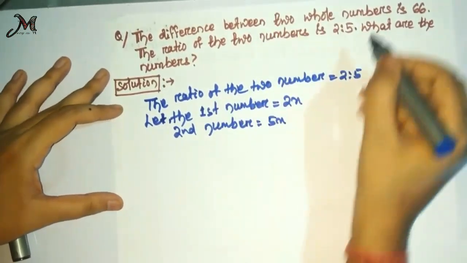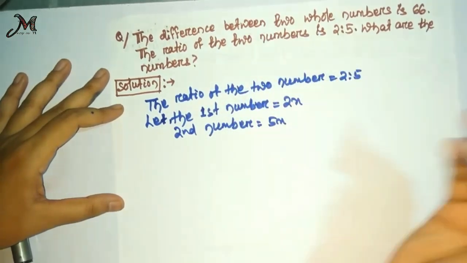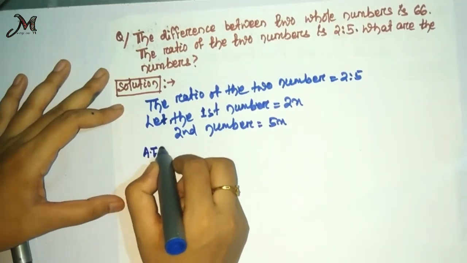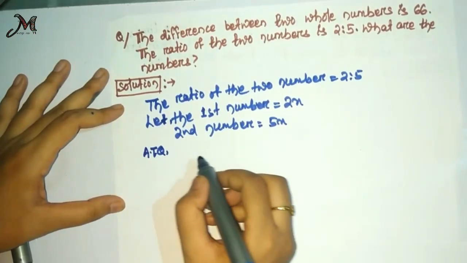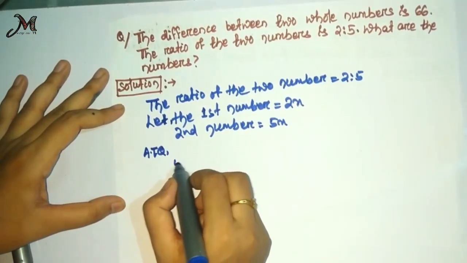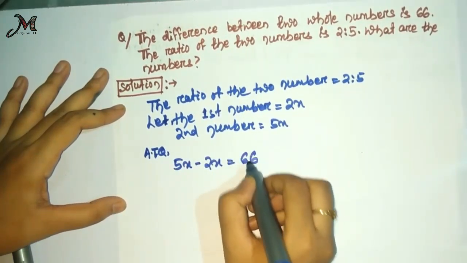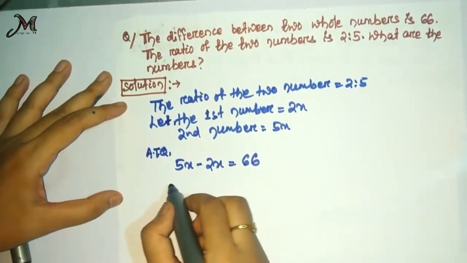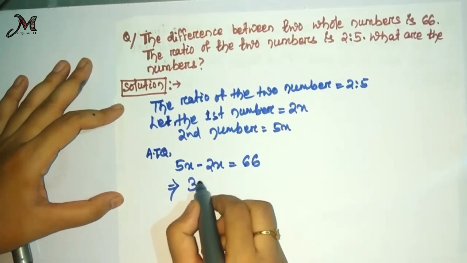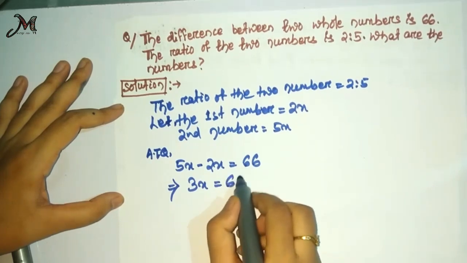We have another condition. What? The other condition is the difference between two whole numbers is 66. So we can write the statement as, according to the question, 5x minus 2x, right? Because 5x is the larger one, so 5x minus 2x is equal to 66. Clear? Now 5x minus 2x is equal to 3x. So 3x is equal to 66.